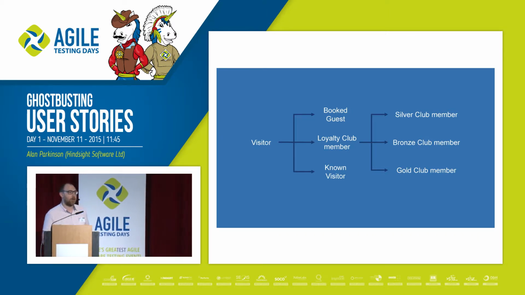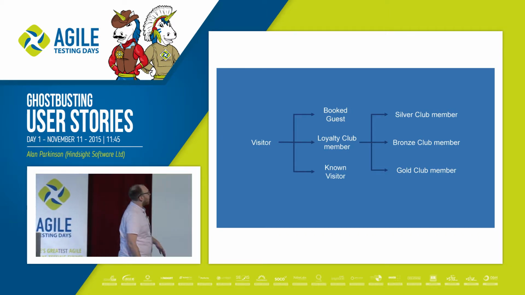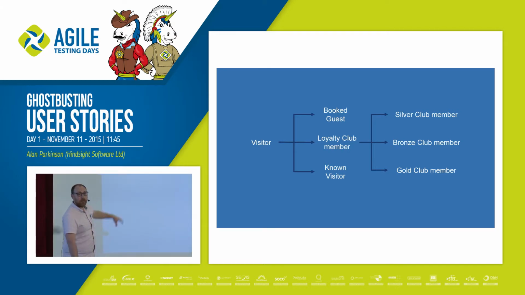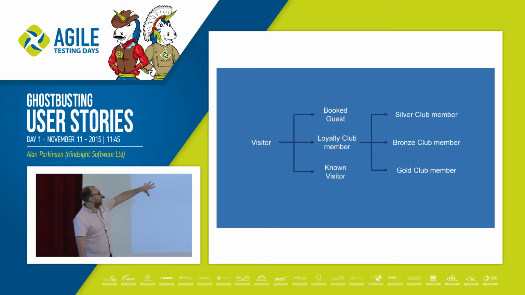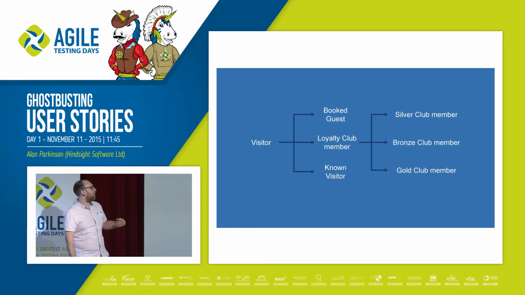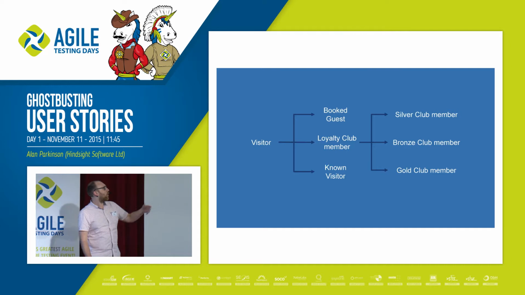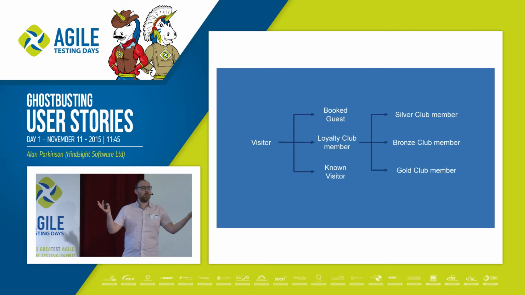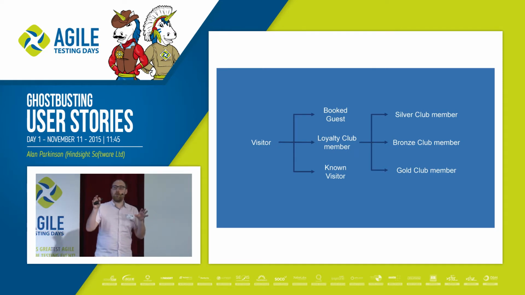We can actually take it a bit further. And it probably hasn't come out very well, but this is actually a hierarchy with our visitor at the top here, and there's inheritance lines going across. So we've got a booked guest, which inherits all the attributes, all the jobs of a visitor. A loyalty club member inherits from visitor, same with known visitor. But then the silver, bronze, and gold club members all inherit from a loyalty club. You can have this on a poster on your team wall to actually get an understanding about the different people who use your software. Sorry, the different jobs, the different roles involved in the software.